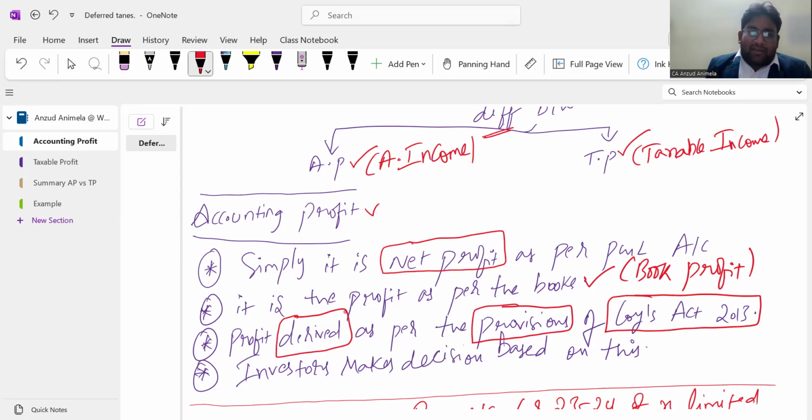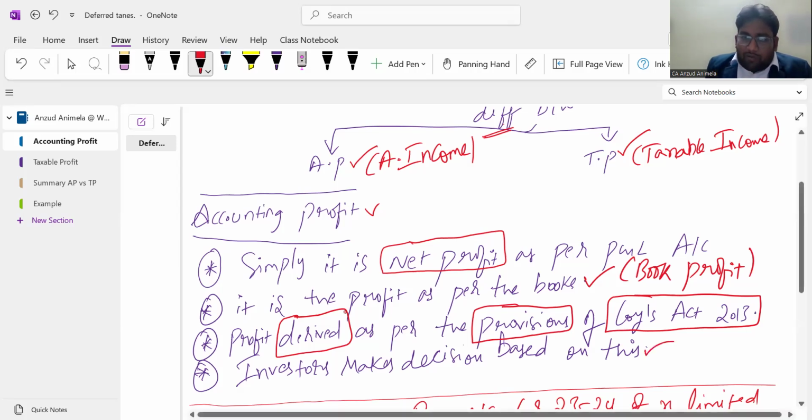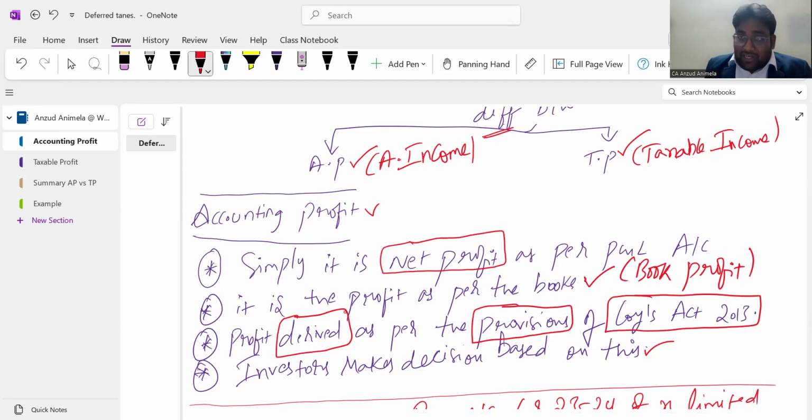Based on this accounting profit, investors will take decisions. Those financial statements are publicly available, and based on them, investors like me and you can take decisions.